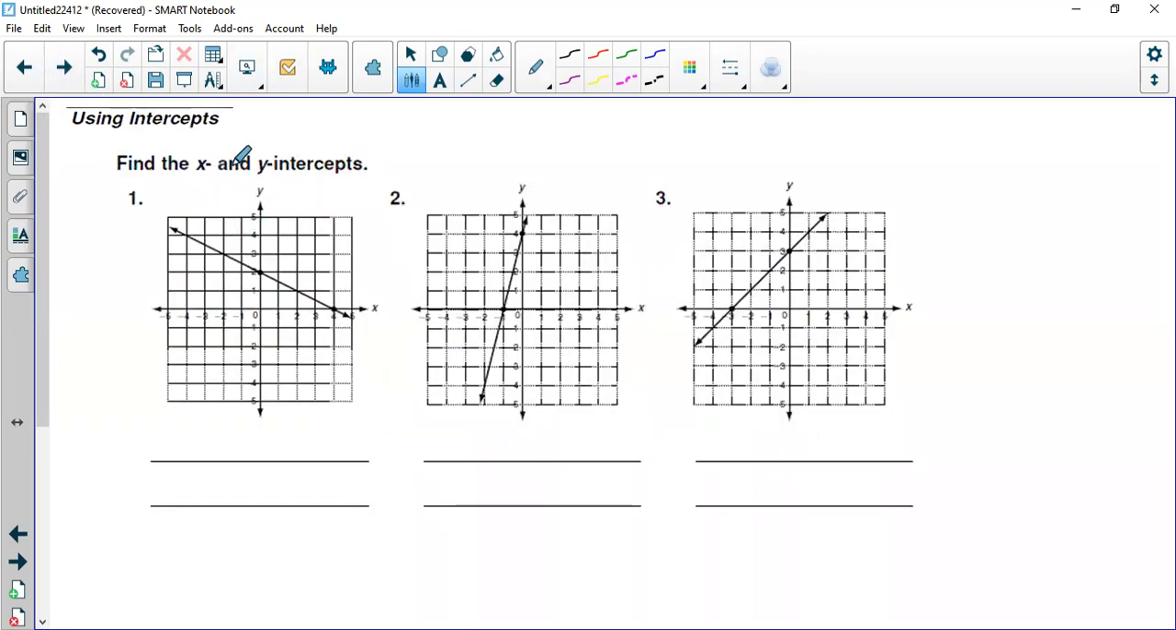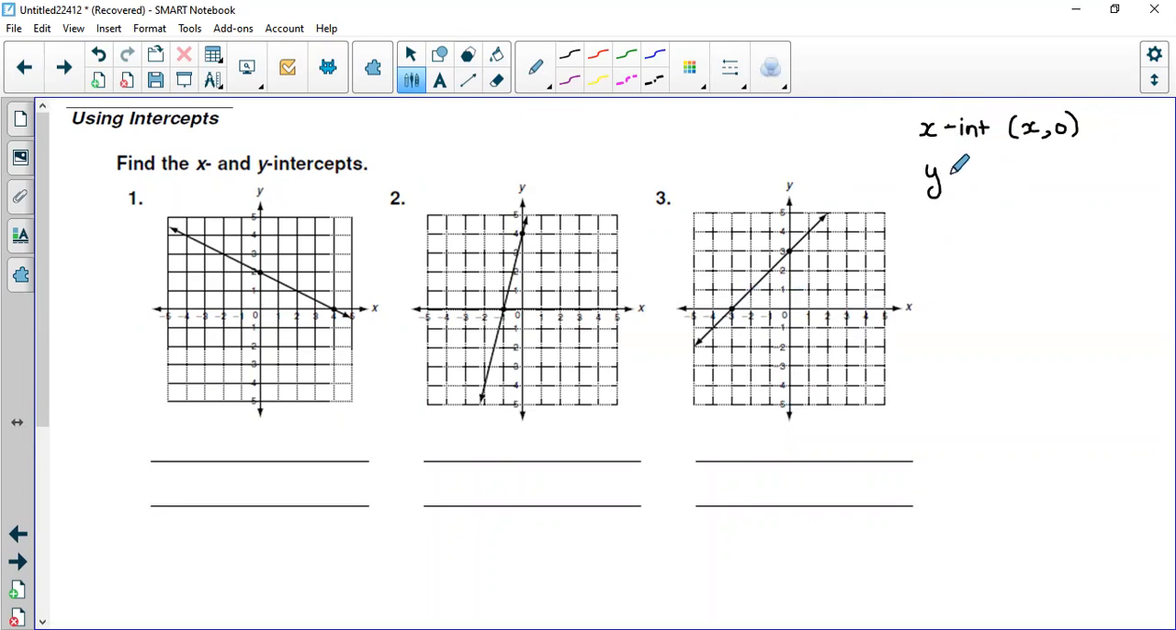All right, now let me quickly take you through what X and Y intercepts are. X-intercept means the value of X when the value of Y is 0. So in short, the value of X can be any value, but the value of Y needs to be 0. So basically the point is going to be on the X-axis. That's called the X-intercept.